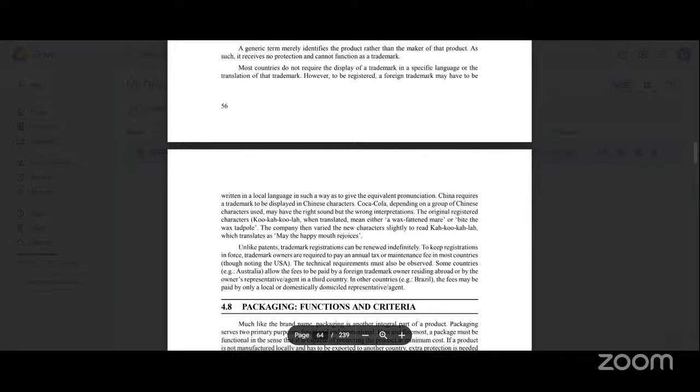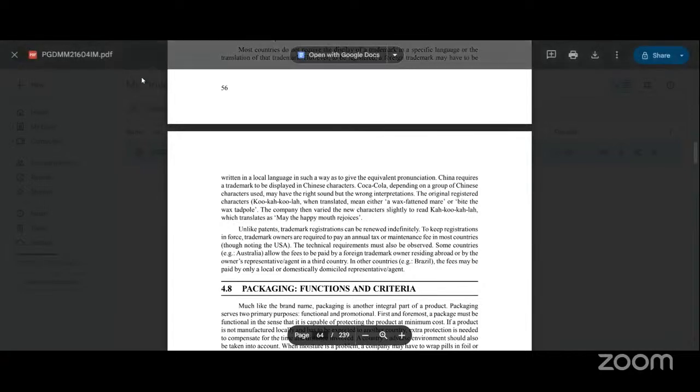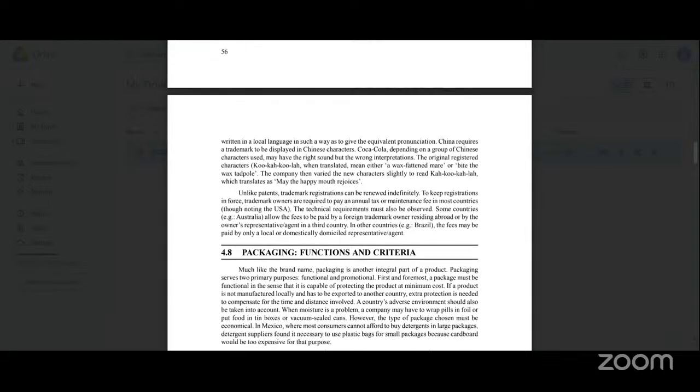So most countries do not require the display of a trademark in a specific language or the translation of that trademark. However, to be registered, it has to have an equivalent pronunciation which is easily acceptable and trademarked. So, for example, China requires a trademark to be displayed in Chinese characters.